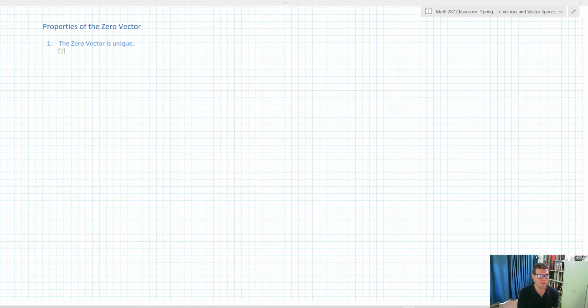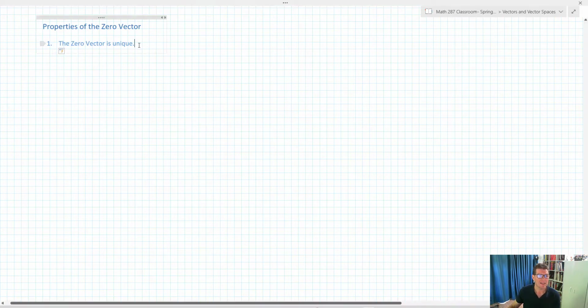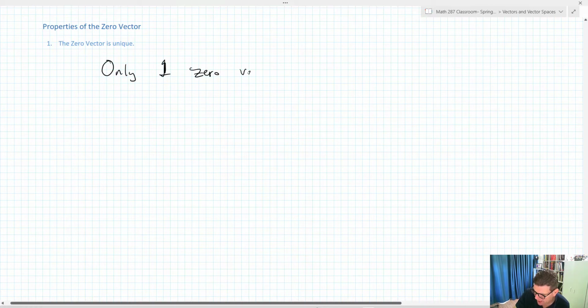So now let's talk about the properties of the zero vector. The zero vector is something we really need to talk about when we talk about vector spaces because of its primacy, how important it ends up being whenever we do any work with vector spaces. The first thing to get is that the zero vector is in fact unique. What that means is that there's only one zero vector in any vector space.